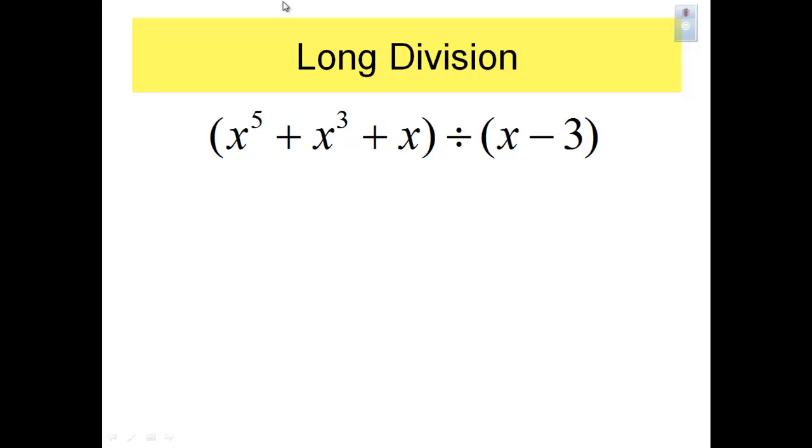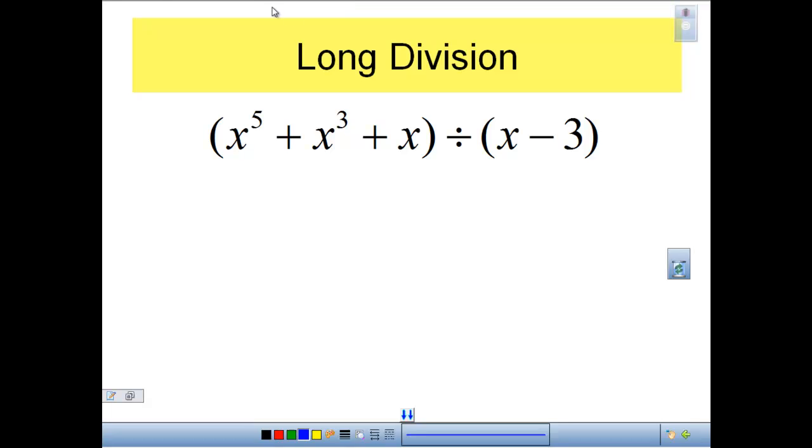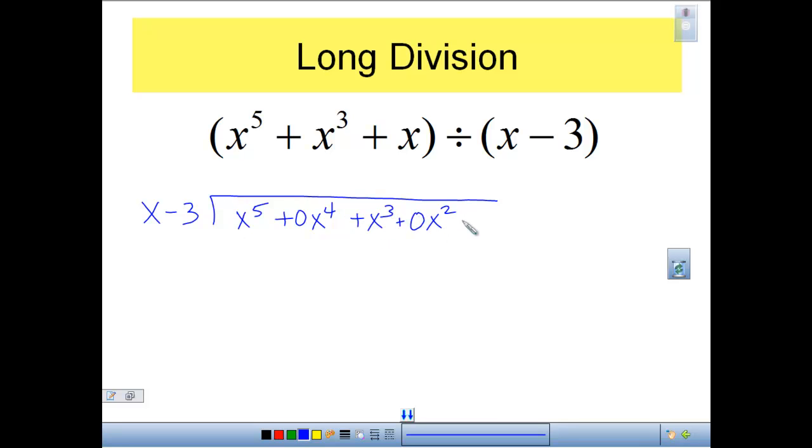Again, be really careful if you have a problem like what I was talking about before. If you have something that has terms missing, remember that whenever you're doing long division or synthetic division, if I was setting this problem up, I would have x to the 5th plus 0x to the 4th plus x cubed plus 0x squared plus x plus 0 to show all possible terms here.